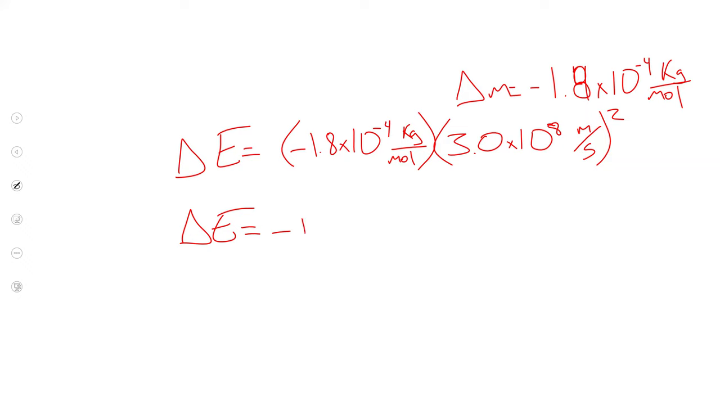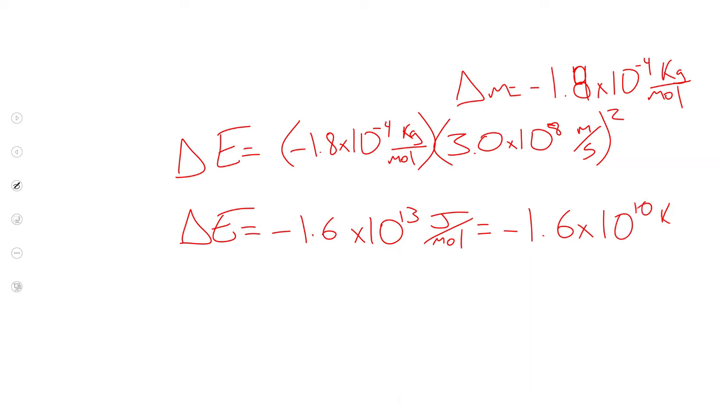It's negative 5.4 times 10 to the 4. I don't know, but I don't have a calculator. It's 10 to the 4. Oh, wait, that was not. So square. Oh, never mind, I didn't square. I didn't see that. 1.6 times 10 to the 13. And 10 to the 14? 13. Or minus 1.6 times 10 to the 10 kilojoules per mole. So now we're in the tens of billions, 16 billion kilojoules per mole. Lot of energy there.